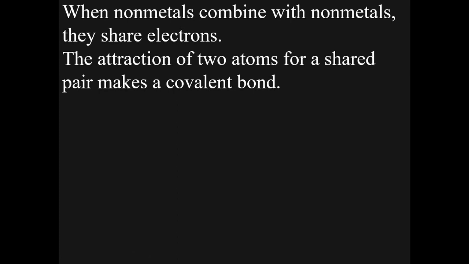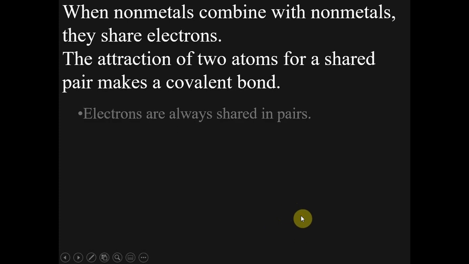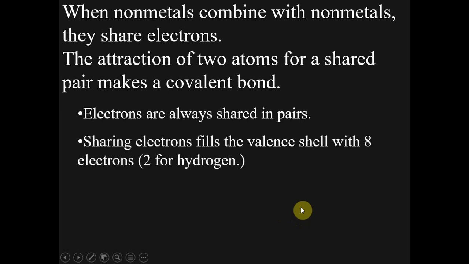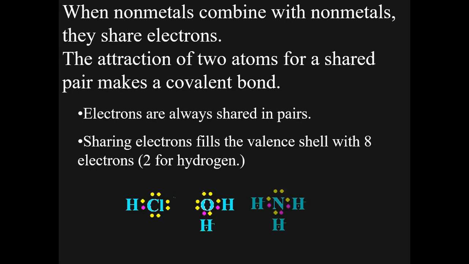When nonmetals combine with nonmetals, they share the electrons between them to create the bonds. So the electrons pair up. Those bonds are always pairs of electrons. They do that so that the atom will see, at least part of the time, a full valence shell. In other words, 8 electrons in the valence shell, 2 for hydrogen. So, for example, HCl, or water, or ammonia, or methane.